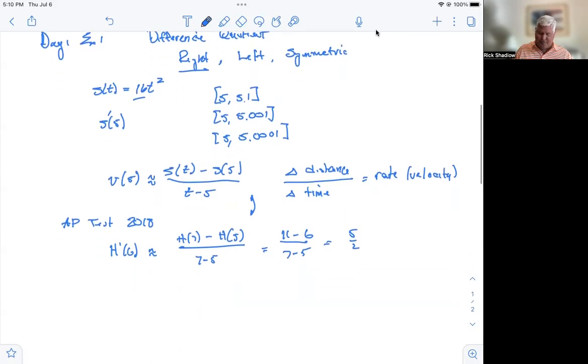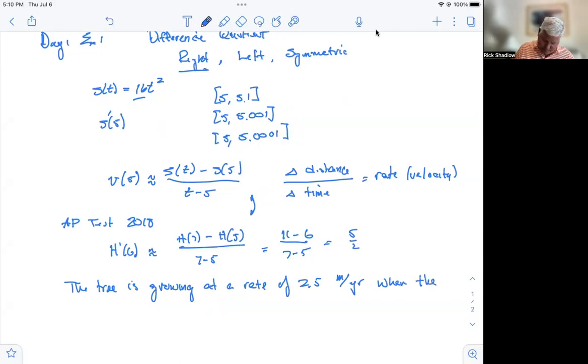I would answer this question in the following manner. I would say something like this. The tree is growing at a rate, since it's positive, it's growing at a rate of 2.5 meters per year when the tree is 6 years old.